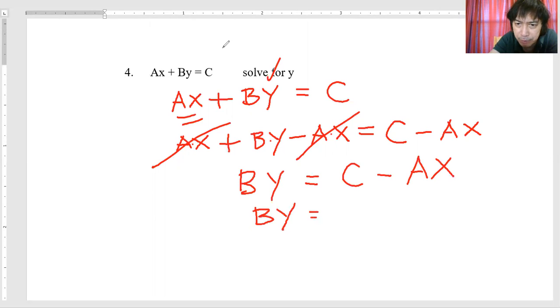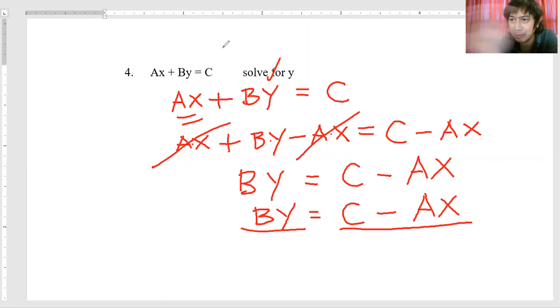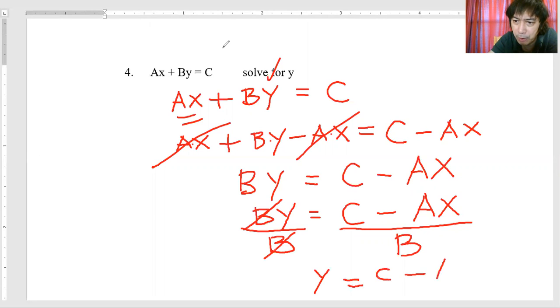Let's rewrite it first. And then we shall divide both sides. If you divide the left, you divide the right. If you add to the left, add to the right. It's like that. So this is now divide by b and divide by b. And you see the b cancels out there. And you now have y equal to something, which is the required answer.